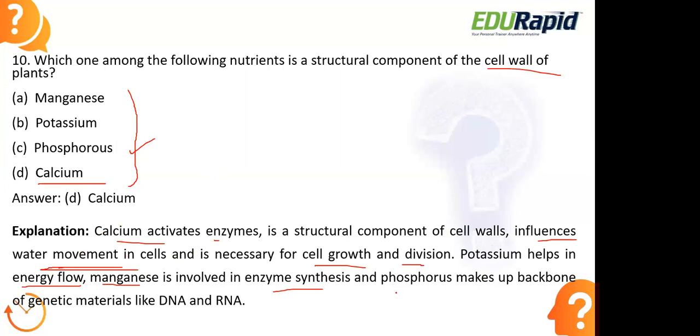And phosphorus makes the backbone of genetic materials like DNA and RNA. It provides the backbone structure for DNA and RNA. We know that DNA is a double helix model, double-stranded, so to provide the structure to DNA and RNA, this phosphorus is required because it acts like a skeleton there. Moving to the next question now.